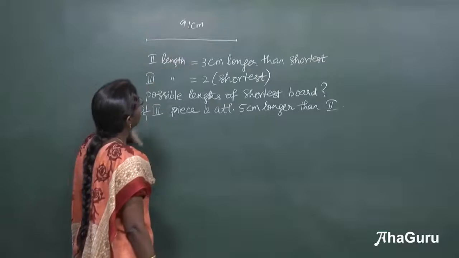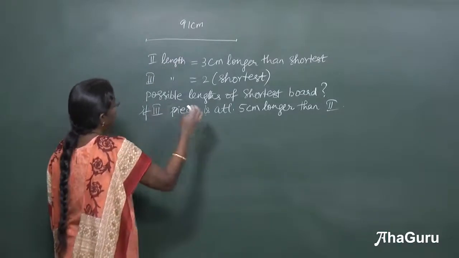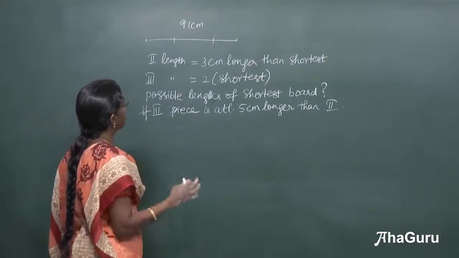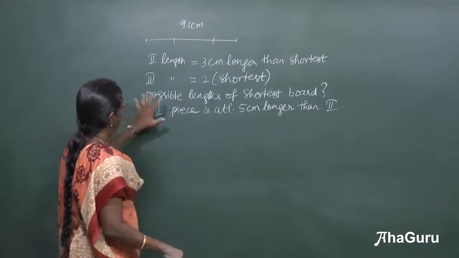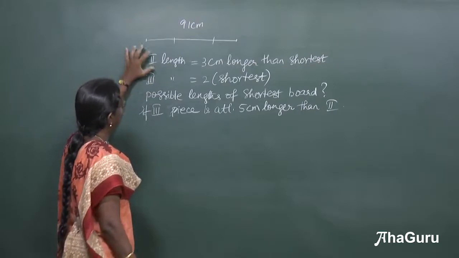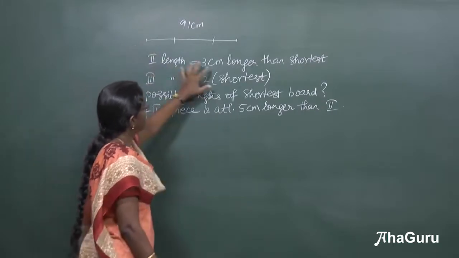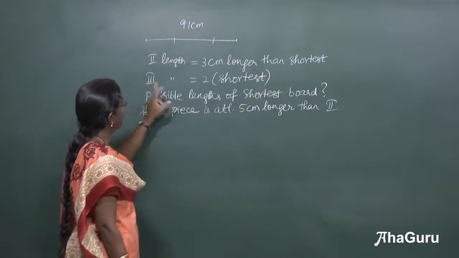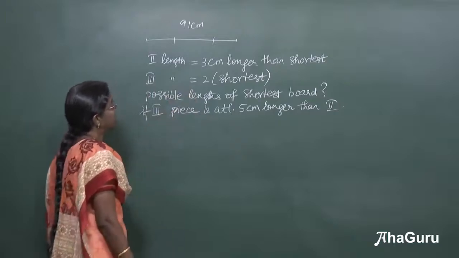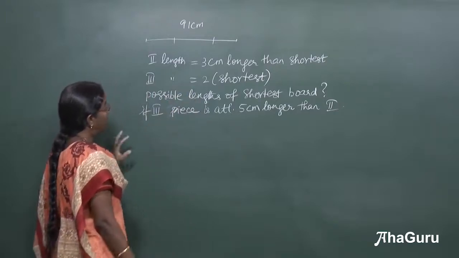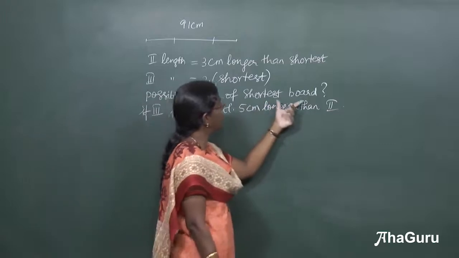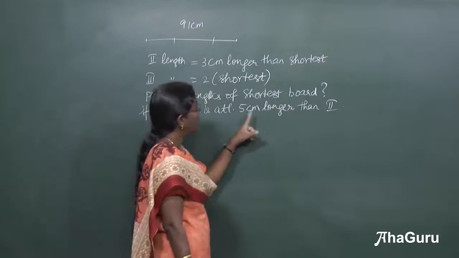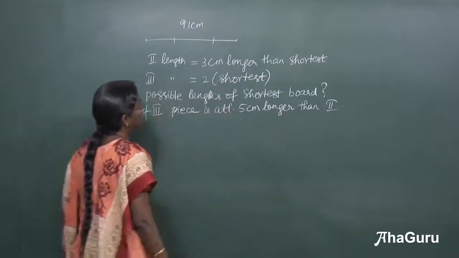A board of length 91 centimeter now has to be cut into 3 parts. Length of the board is 91 centimeter, it has to be cut into 3 parts. The conditions given are, the second length is 3 centimeter longer than the shortest length, and the third piece is twice the length of the shortest piece. And the question is to find out what are the possible lengths of the shortest board if the third piece is at least 5 centimeter longer than the second one.